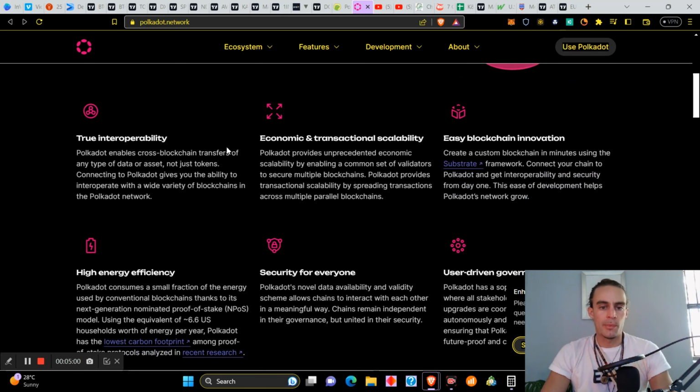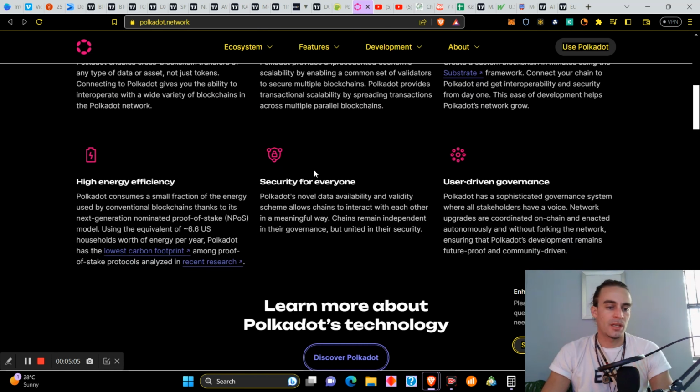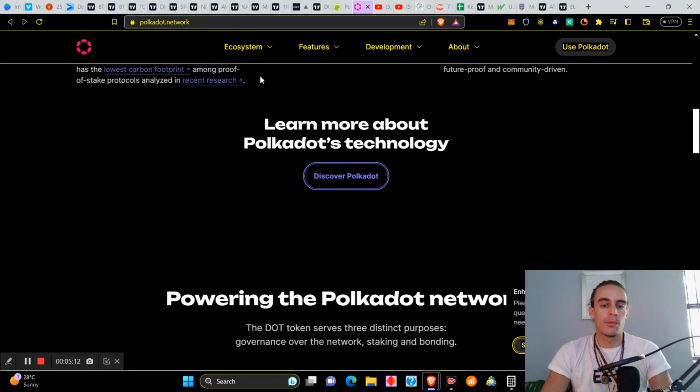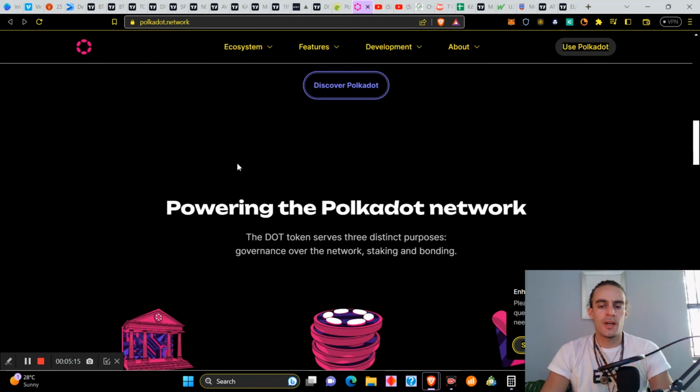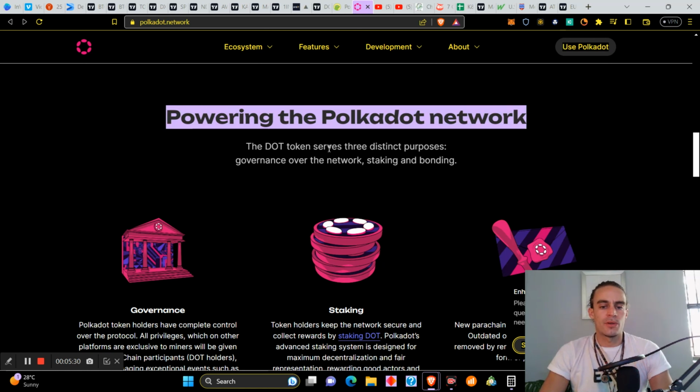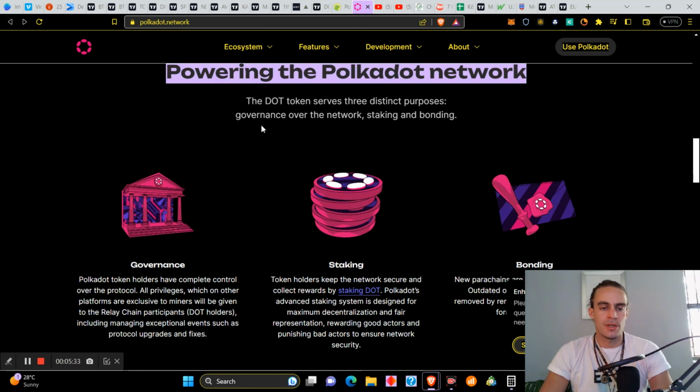So it's got true interoperability, economic and transactional scalability. It's an innovative blockchain with high energy efficiency, secure for everyone, and user-driven governance. You can learn more about Polkadot and its technology, and come and read this for yourself. I just like to give you guys the basis, it's like tasting the sweet, and you actually just want to get more of that sweet. Powering the Polkadot network, the DOT token serves three distinct purposes: governance over the network, staking, and bonding.